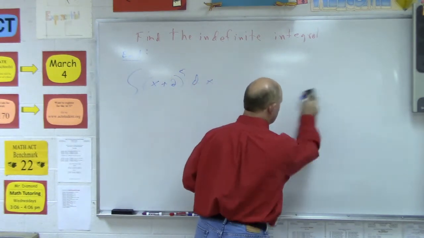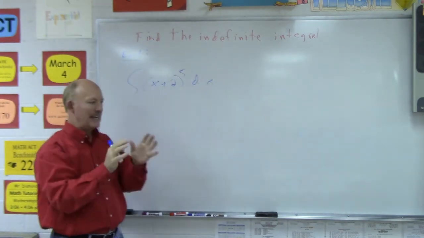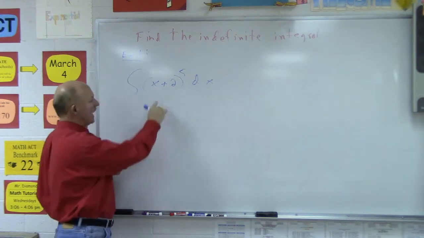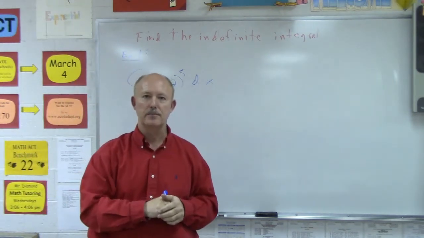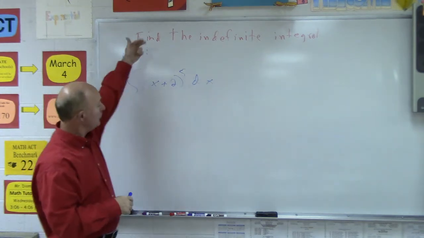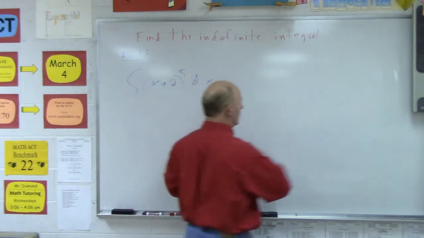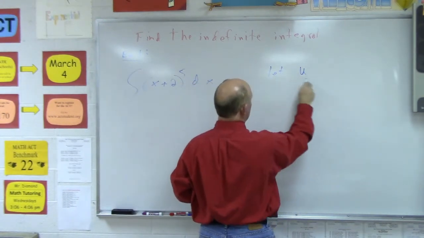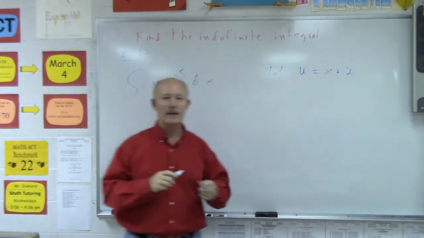So what we're going to do is this. We're going to rewrite this integral from an integral in terms of x to an integral in terms of u. Now the inside part of the function is the x plus 2. That's what's inside our parentheses here. The outside part of the function is the exponent. So we're going to let u equal the inside part of our function, x plus 2. We're going to start it off like this.